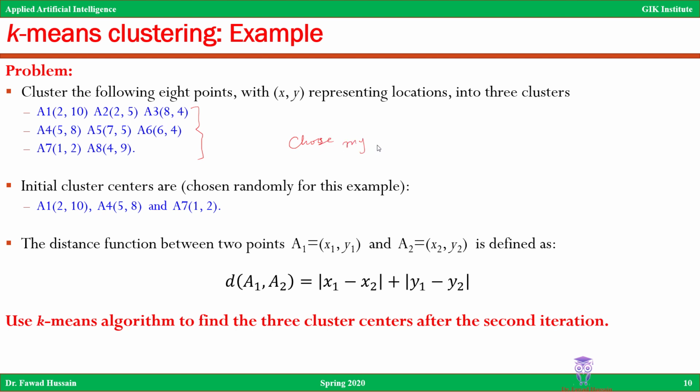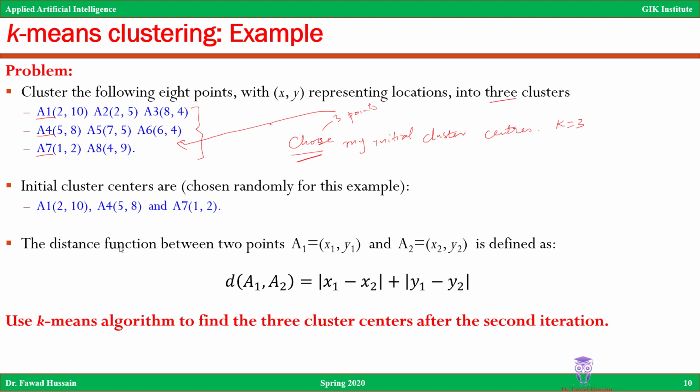choose my initial cluster centers. So in this case it says 3, so my k equals 3. It means I need to choose 3 points, and those points have to be from within this data. So in this case I have chosen A1, A4 and A7. It could have been any other values because they are totally chosen at random.